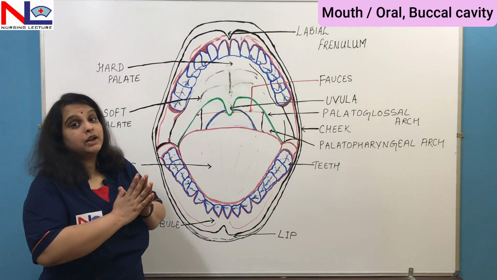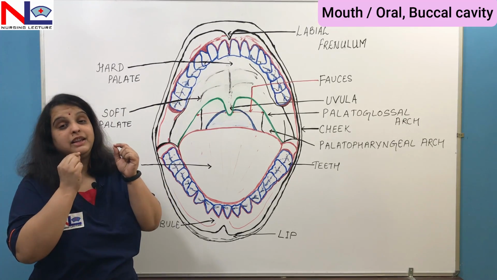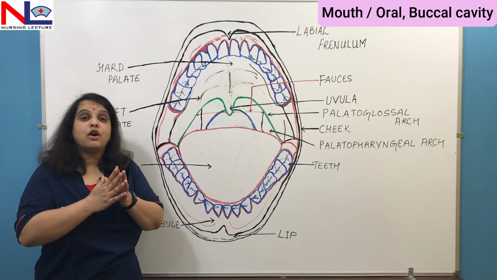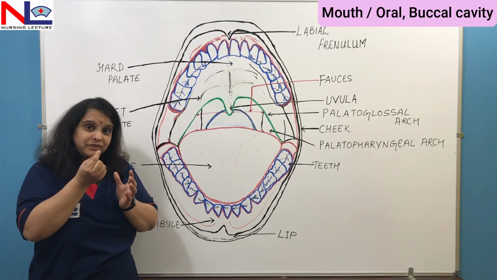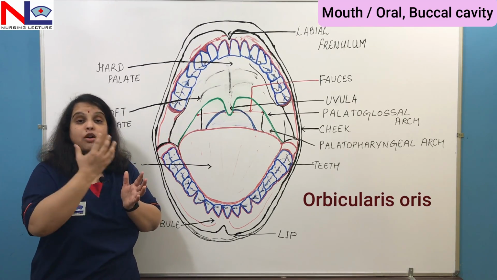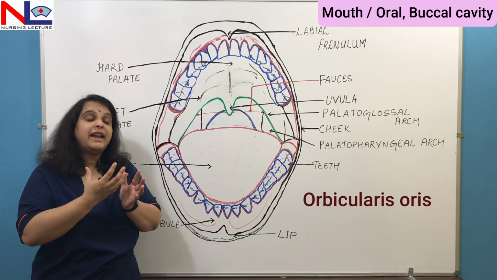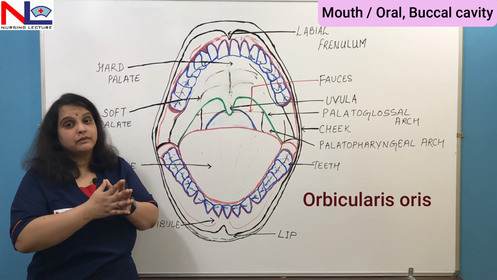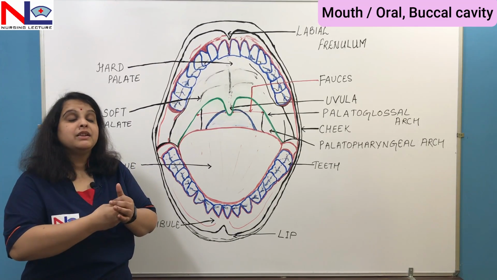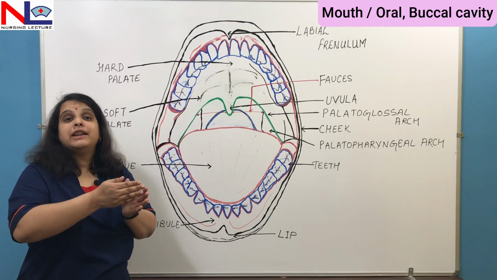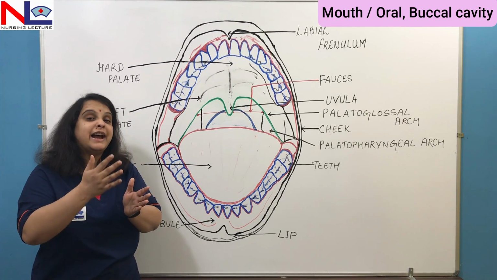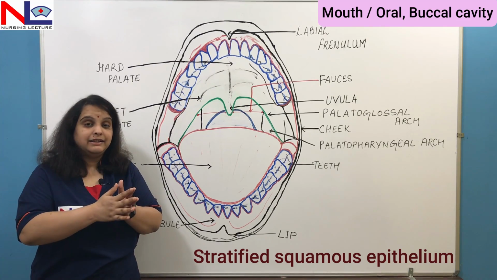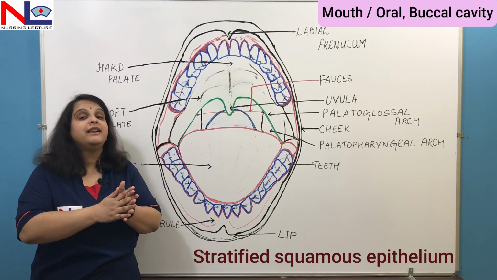Starting with the lips, they are fleshy folds composed of skin externally, then deep to this is the orbicularis oris muscle, and deep to that is the submucosa, which contains labial glands and blood vessels. Labia means the lip. The innermost lining is the mucosa, which is lined by stratified squamous epithelium that is non-keratinized.